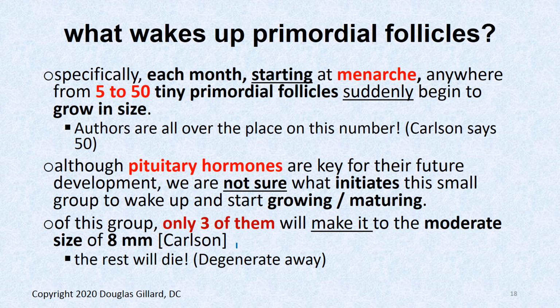As for what really wakes them up, the authors are all over the place, but there are some hormones that are the key for development. We're not sure what initiates the waking up, though. Of this group, only 3 of them will reach the end. So of these 5 to 50 primordial cells, or primary follicles, that wake up and start growing, 3 of them will take the lead, and they'll eventually destroy the rest of them. So only 3 of them will have a chance to finish the race.